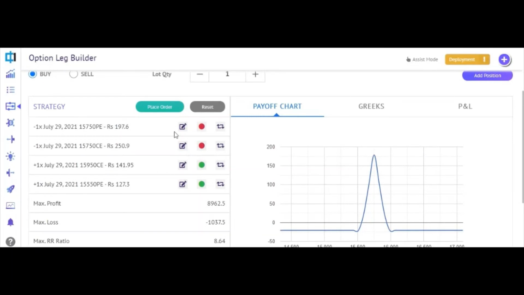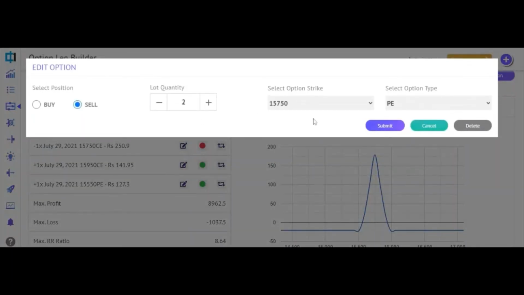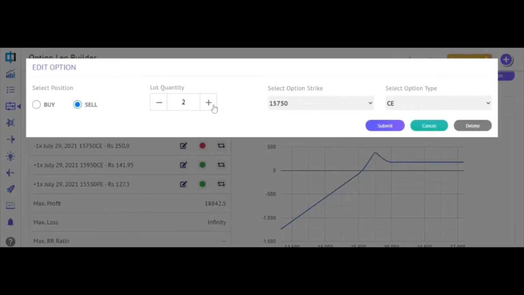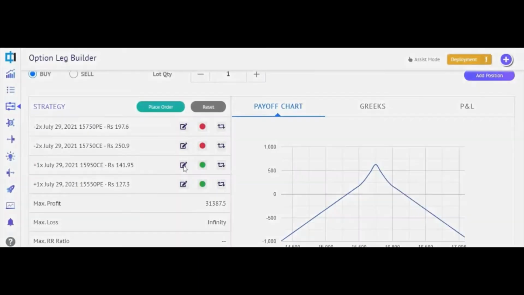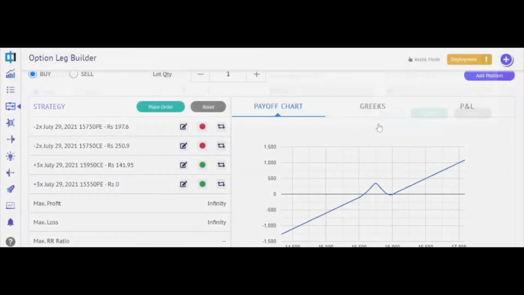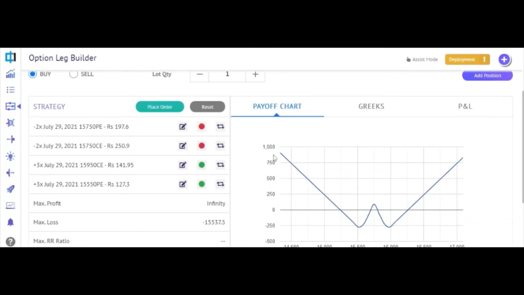Now to change your risk reward profile, you can modify this selection in terms of the units that you are willing to buy and sell. For our example, let's make it a ratio spread. So I sell 2 units of at the money call and put, and I buy 3 units of OTM call and put. Now, as you can see, I can see the dynamic change in my risk reward profile. So now my profit becomes open ended.